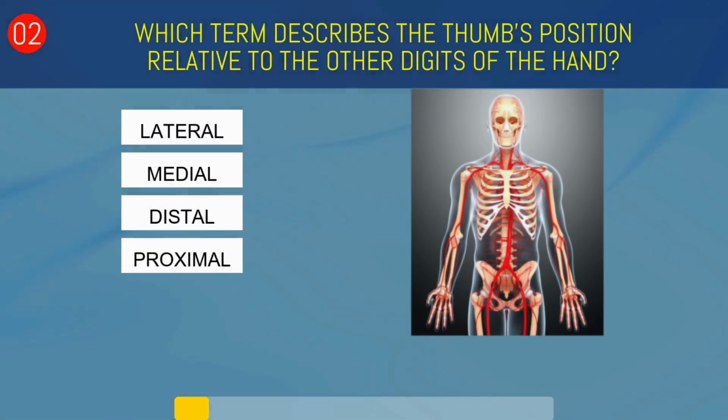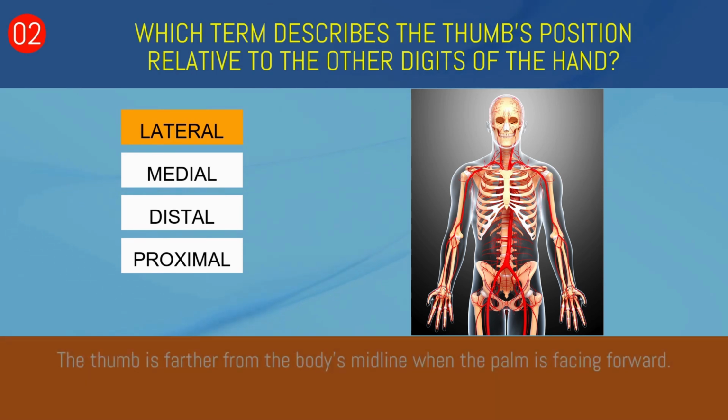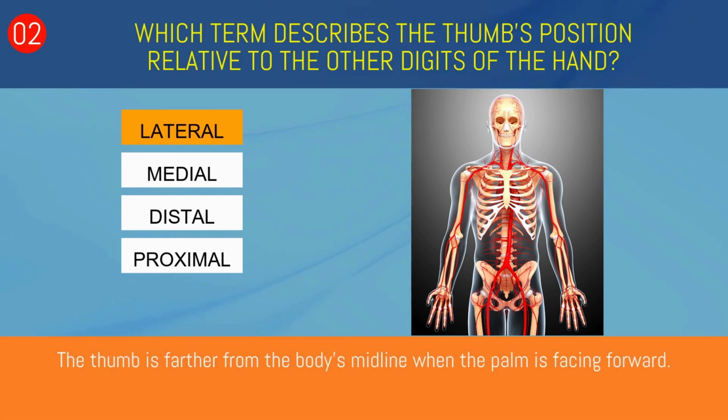Which term describes the thumb's position relative to the other digits of the hand? Lateral, medial, distal, or proximal? Lateral. The thumb is farther from the body's midline when the palm is facing forward.